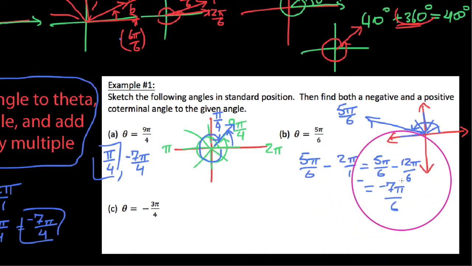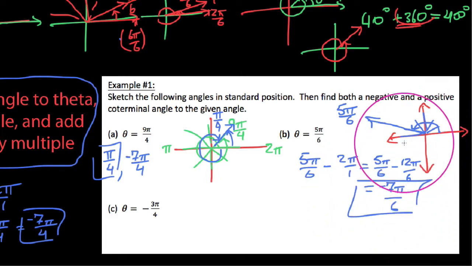Now I'm going to put a box around that. Now go look at your picture. This is visually accurate because you could see that it would take negative 6 pi 6 plus another pi 6 to get us to negative 7 pi 6 here. And that would land in the same spot.